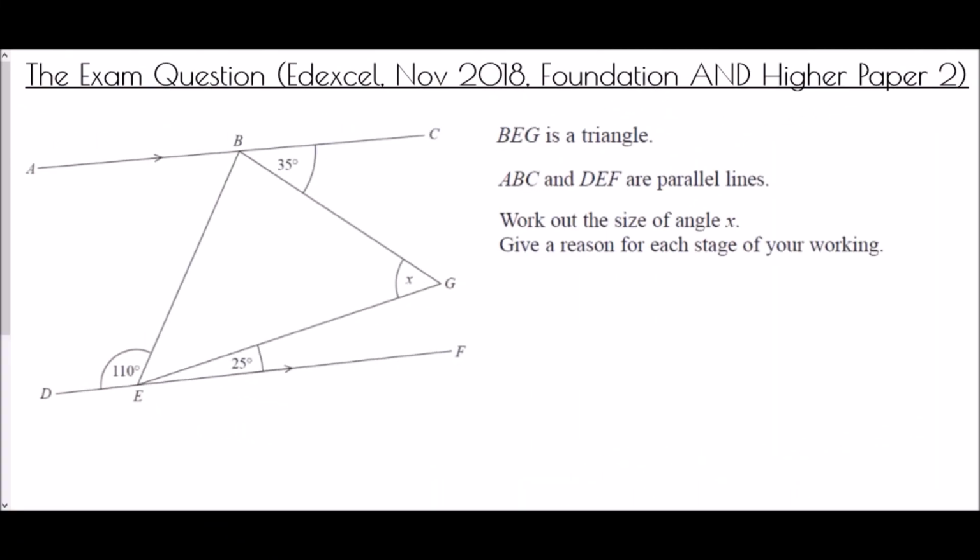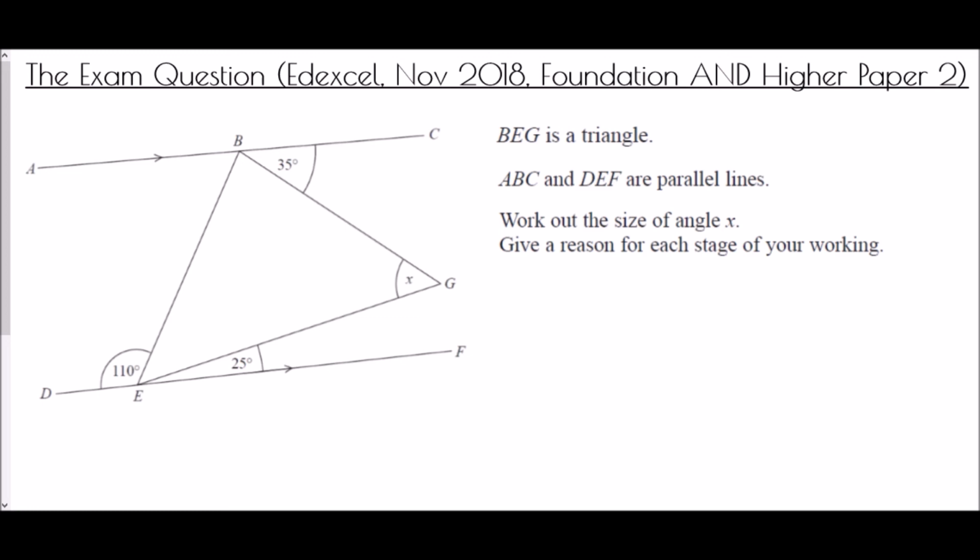And so we end with the exam question. This came from the Edexcel paper in November 2018, and it was on both the foundation and higher paper 2. And we are told in this situation that BEG is a triangle, ABC and DEF are parallel lines. So work out the size of angle X, give a reason for each stage of your working.